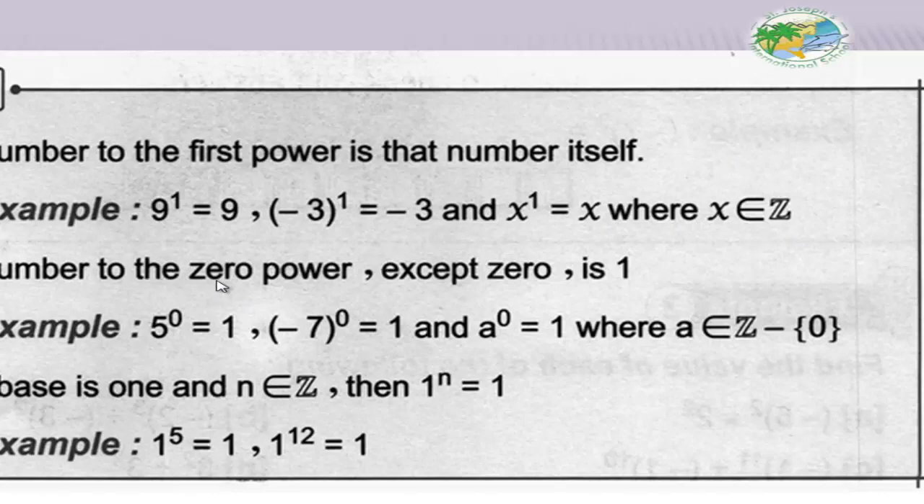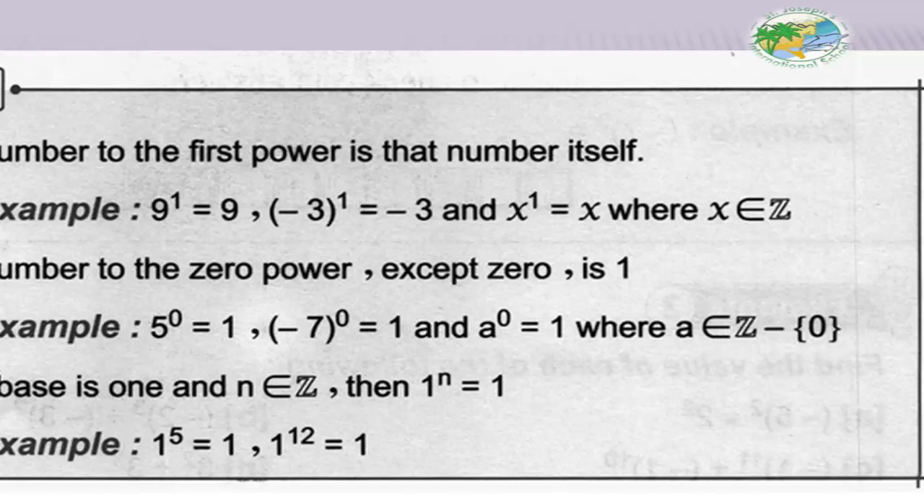Any number to the 0 power, except 0, is 1. For example, 5 power 0 equals 1, negative 7 power 0 equals 1. A power 0 equals 1 where A belongs to Z minus 0. Okay, sorry, A here should be in Z except 0.